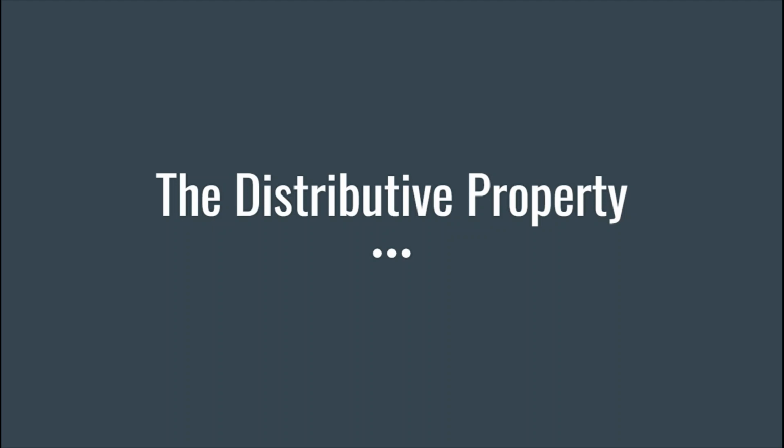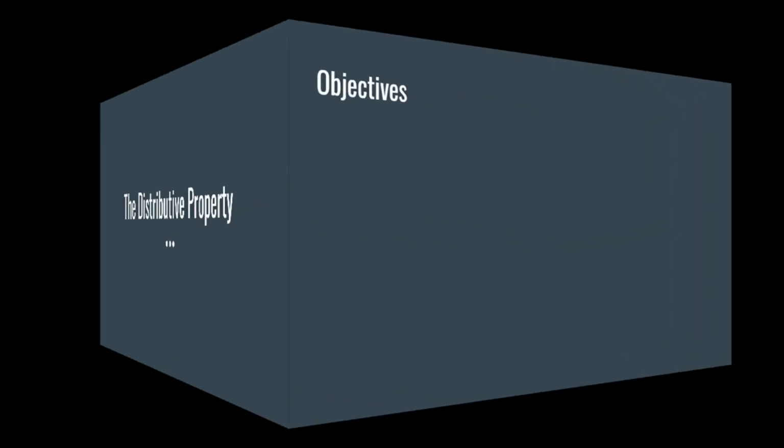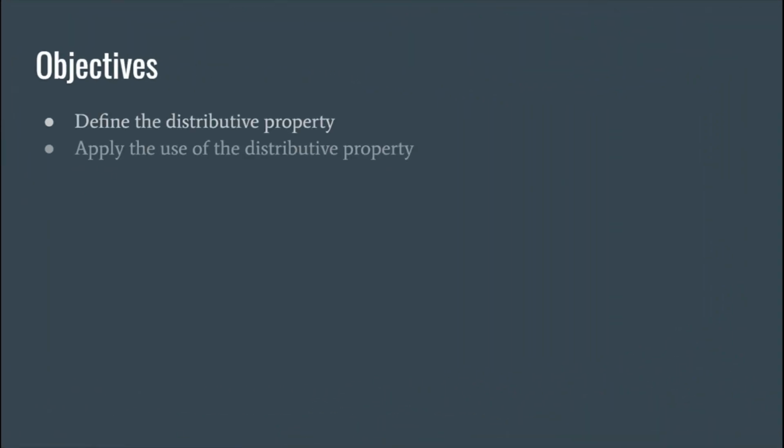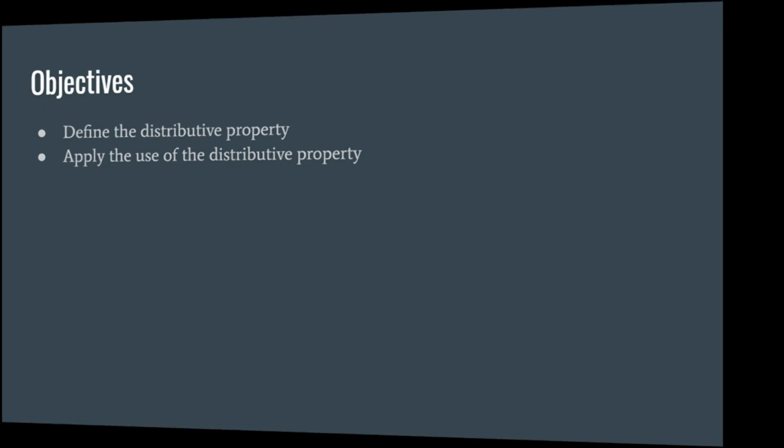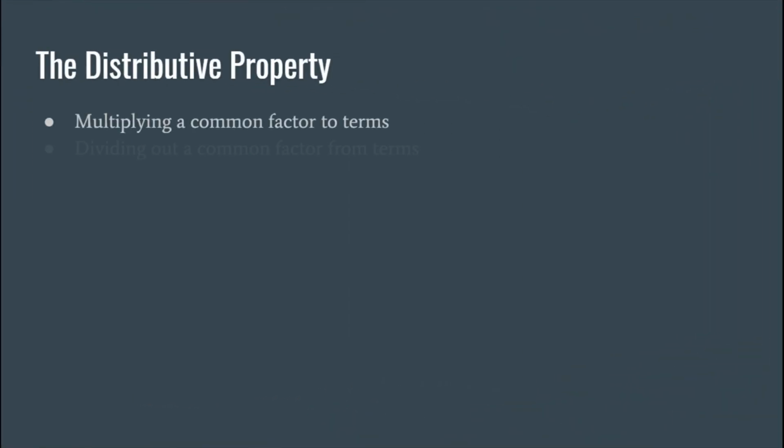For this one I'll be talking about the distributive property. Okay, so basically this is what we're doing. So let's go ahead and dive right in. So the distributive property, basically it's multiplying a common factor to each of your terms.